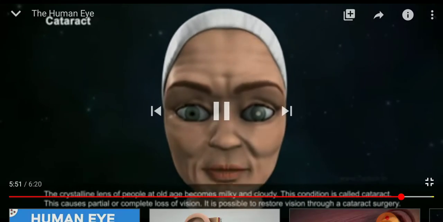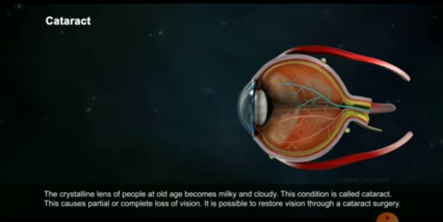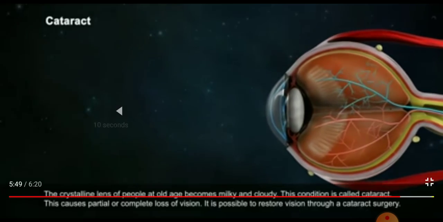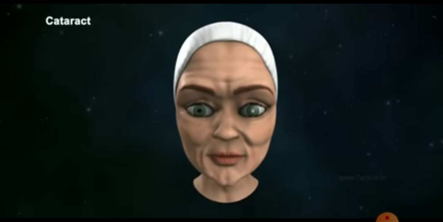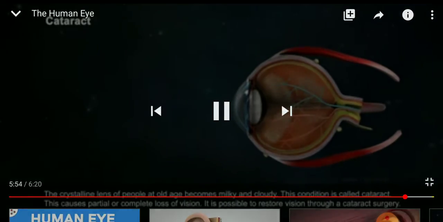Now we are discussing defects of the eye. First of all, we are discussing cataract. What is cataract? Here you can see the crystalline lens of people at old age.